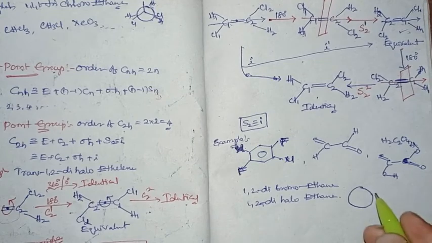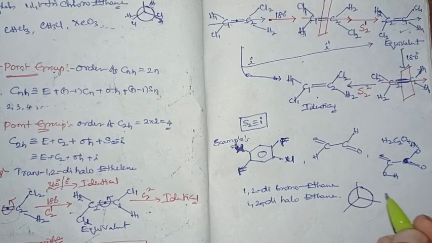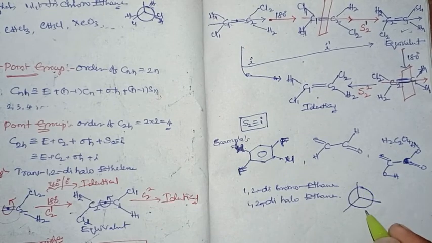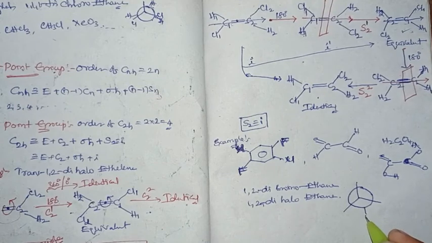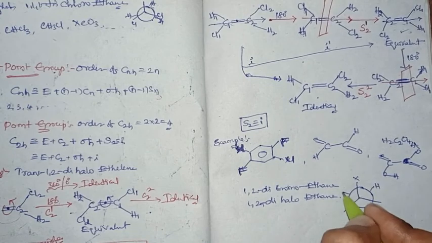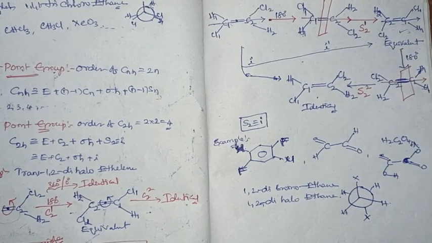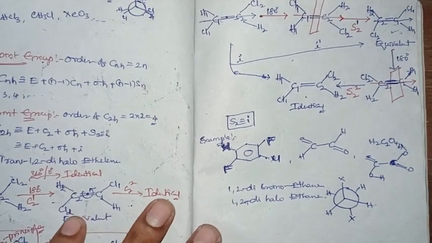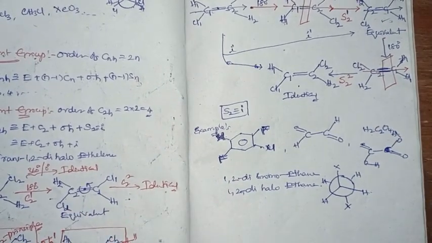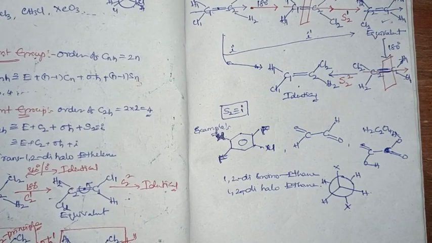In Newman projection you can do better analysis, so I am writing the Newman projection. In this also you can observe the C2h point group, right? You try to do it. If you have any doubts regarding these examples, you give your comments on the YouTube channel, right? On the YouTube channel video. I will clarify those doubts, right?